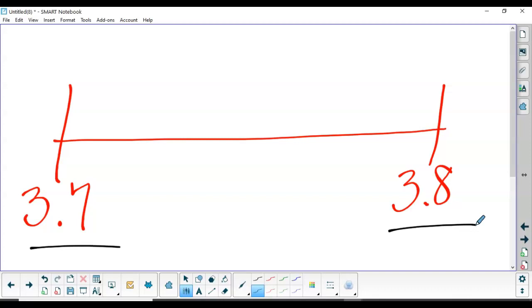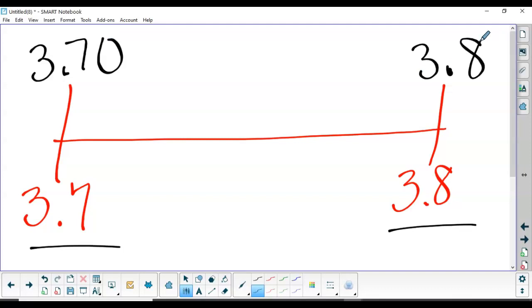But let's think about that in another way. What is 3 and 7/10 written as hundredths? If I convert that into hundredths, 3 and 70 hundredths. What about 3 and 8/10? How can I convert that into hundredths? Yeah, 3 and 80 hundredths. Is there anything in between 3 and 70 hundredths and 3 and 80 hundredths? I bet you're all saying, oh, yeah, there is.